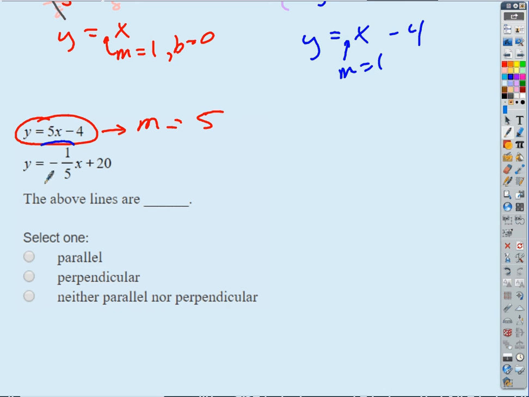Okay. How about the bottom one? What do you think, Marcus? -1. So what's that tell us? Perpendicular, because they're opposite reciprocals, right? They're opposite signs and they're the reciprocal of each other. Okay, so that one has to be perpendicular, right?